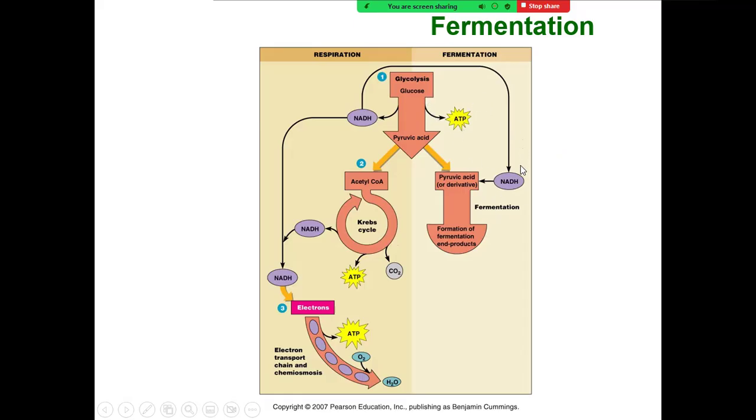It does make NADH, but the NADH is used in the fermentation step, either one or two chemical reactions after glycolysis, to make the fermentation end product, like lactic acid fermentation, making lactic acid. Any question about that? The difference is that fermentation only makes 2 ATP molecules per molecule of glucose, much less than the 36 to 38 molecules of ATP that aerobic respiration can generate.